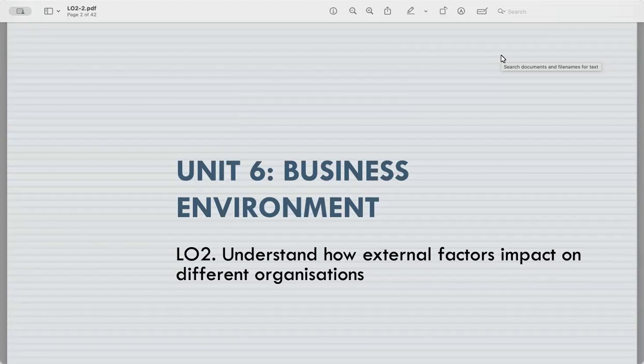Today we will discuss learning outcome 2 of business environment. Learning outcome 2, the aim of this lecture is to explore how external factors impact various organizations.